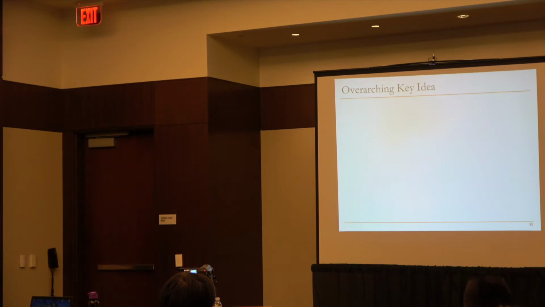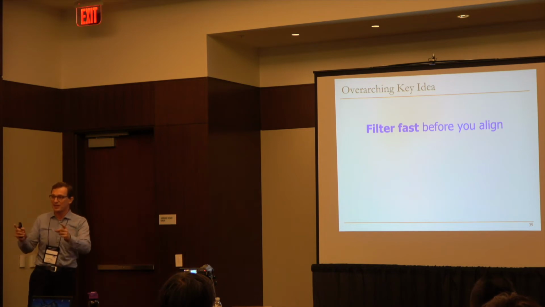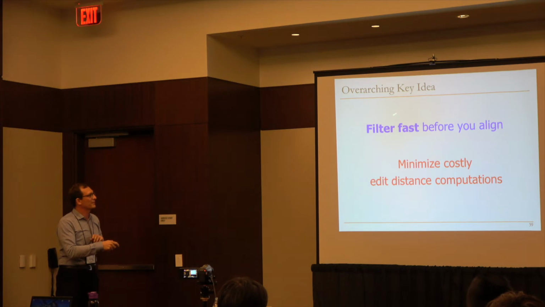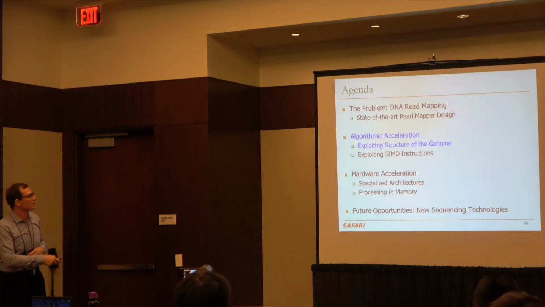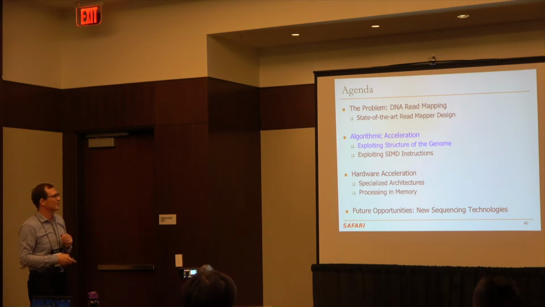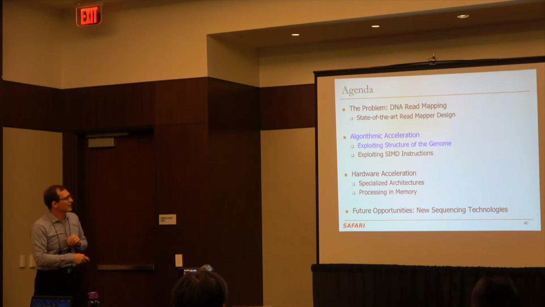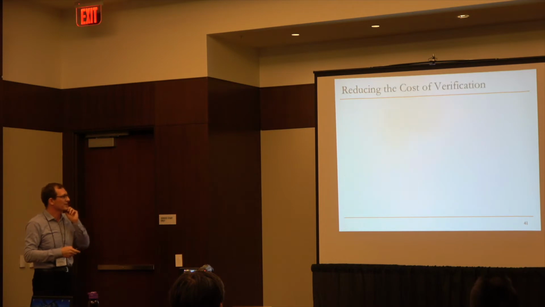We would like to filter out very quickly with some meta information whether a k-mer is going to match a particular location. So we want to filter fast before we align, such that we can minimize edit distance computations. And we're going to look at algorithmic approaches first, because when we first started, the mapper is too slow. How do we get rid of these edit distance computations as much as possible? Algorithmically, we have 2 approaches. One is exploiting the structure of the genome. If you exploit the structure of the genome, you don't need to do all of these comparisons, as we will see, and then we're going to exploit the SIMD instructions.